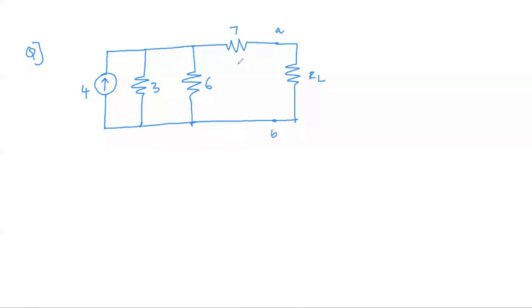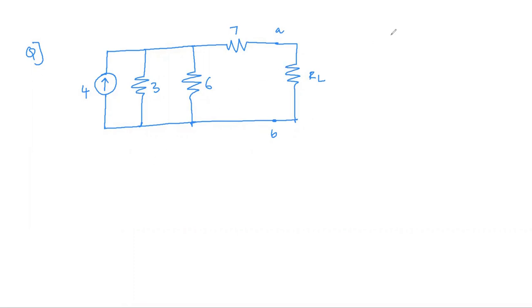Now try to find what is RN, the Norton resistance. First, what we have to do? First, remove that load resistance. Yes. Same. You're getting the same. You have to get the same.